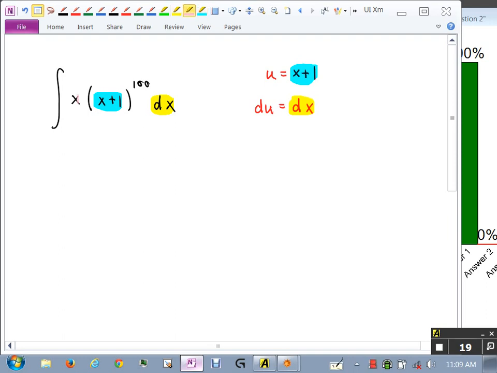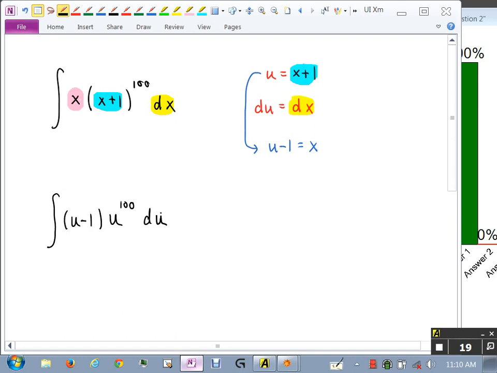So how am I going to replace the x? Just go over here, solve this for x. I get u minus 1 is x. So very similar to the previous problem, right? Let's see if this new integral becomes something I want to work with. How do I write this? u minus 1, that's x. That would have to be in parentheses, because I'm multiplying it, right? Multiplying it times what? u to the 100th power. And then dx is du.